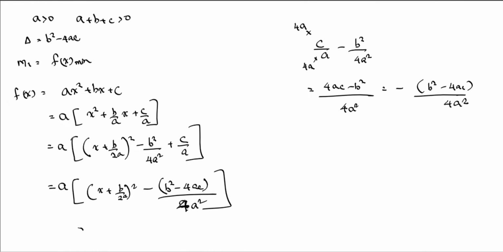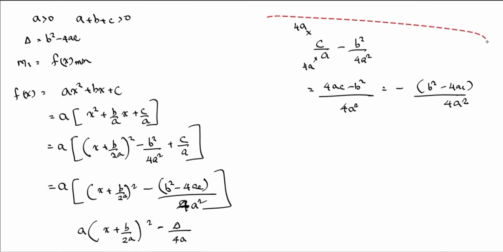Now if you put a inside, a times x plus b over 2a squared minus delta over 4a. Why? Because this a, if you multiply by this term, a and a cancel off.